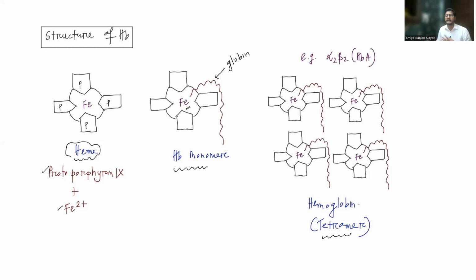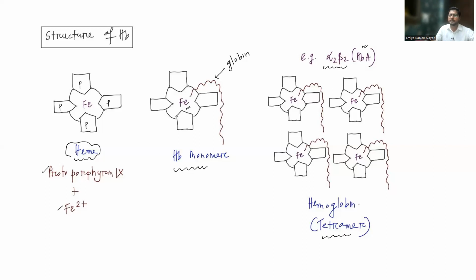Now these hemoglobins are named based on the globin chains they have. In each tetramer, usually you are going to get 2 types of globin molecules. For example, in adults, the most common hemoglobin is hemoglobin A. It is composed of alpha 2, beta 2. That means we will have 2 alpha globin chains and 2 beta globin chains.